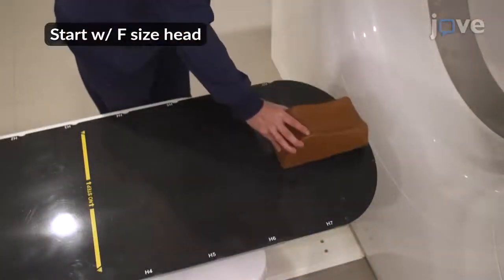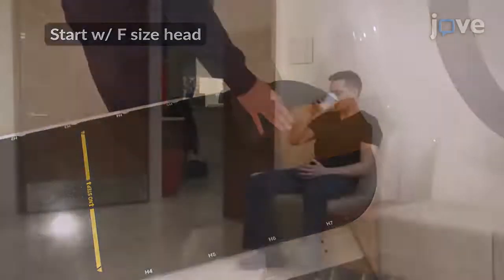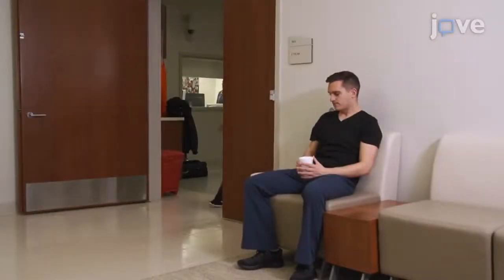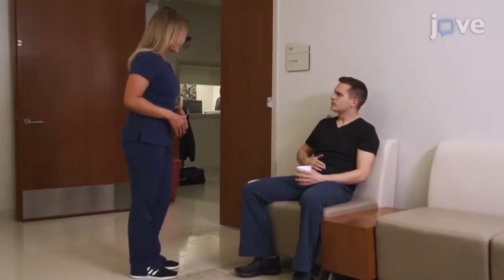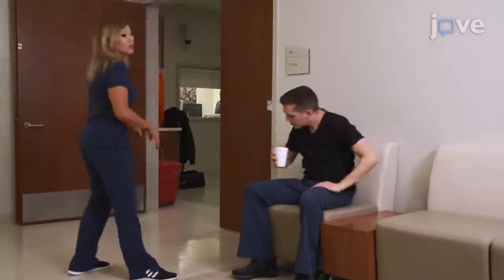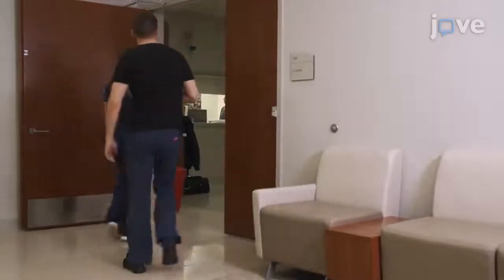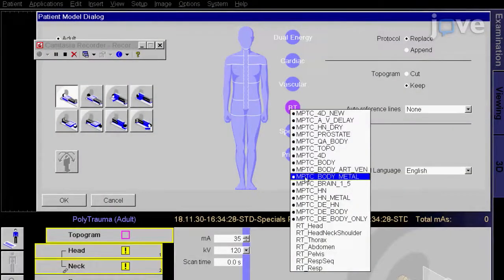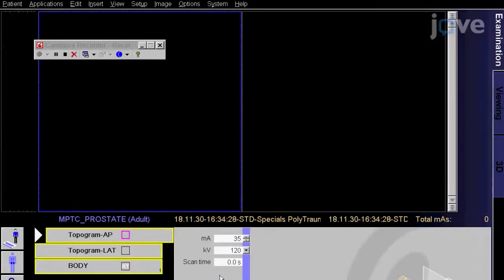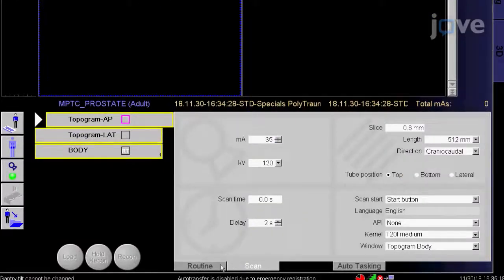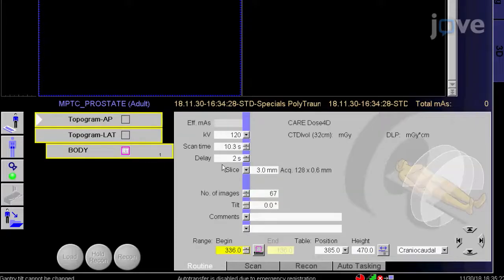Place a solid headrest at the top of the table and confirm that the patient has completed the full bladder process by drinking 16 to 24 ounces of fluid 45 minutes prior to the scheduled scan time. After registering the patient into the computed tomography, or CT, patient registration system, select the prostate scanning protocol with a slice thickness of 3 mm.